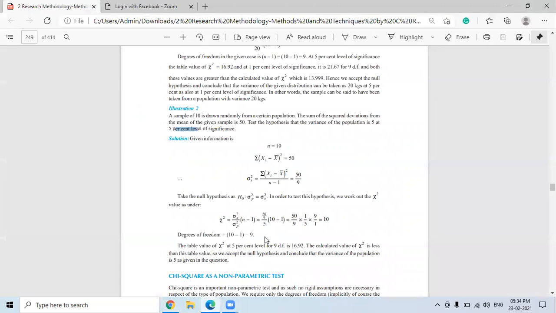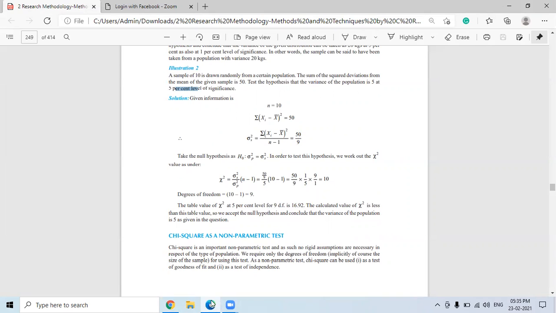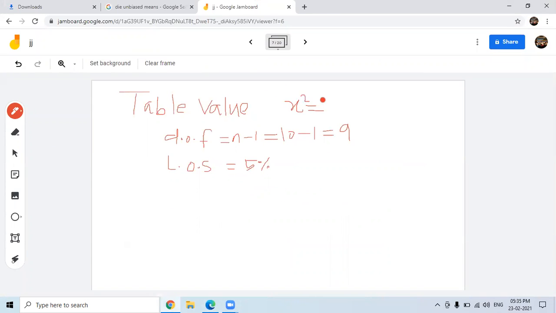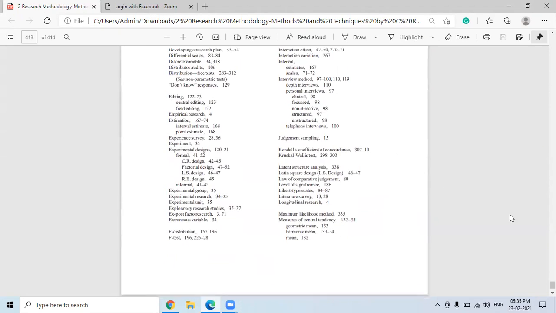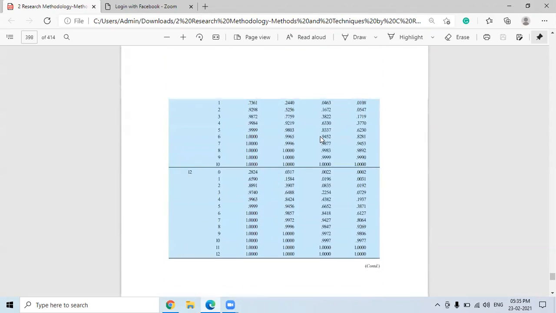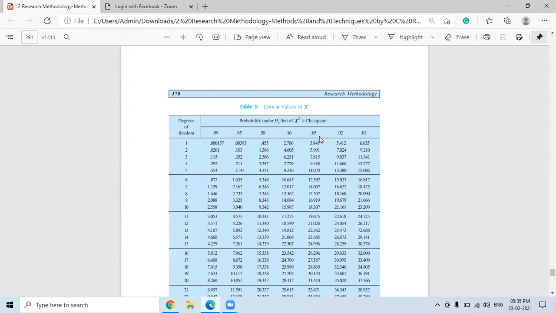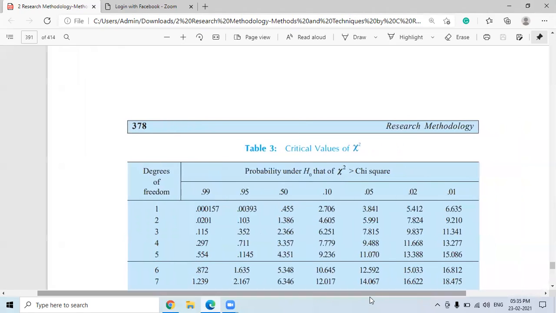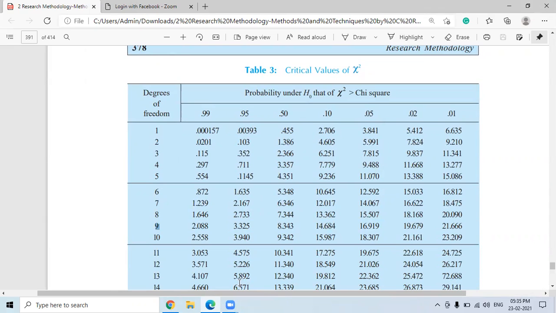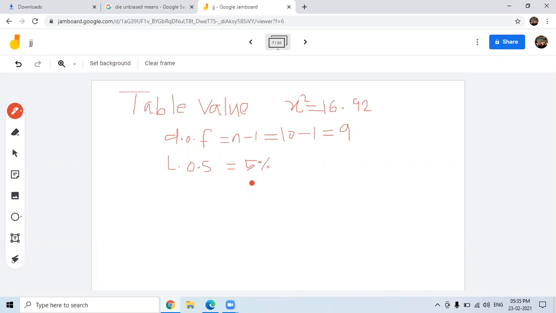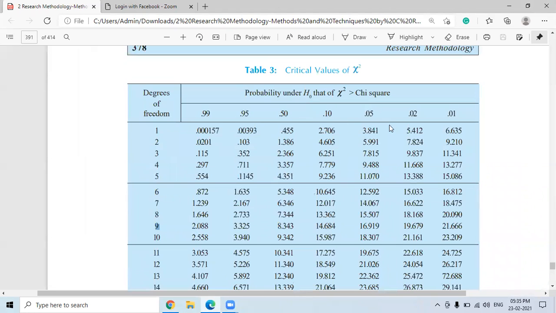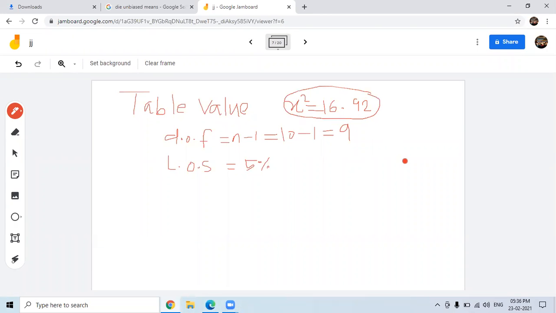So what is the table value? Here I will directly write the value, it is 16.92. So the table value of chi-square is 16.92. Okay, I will show the table. Here you can see the critical values of chi-square. The degrees of freedom is 9, and the level of significance is 5%. So the value of chi-square is 16.919, which means 16.92. This is the table value.